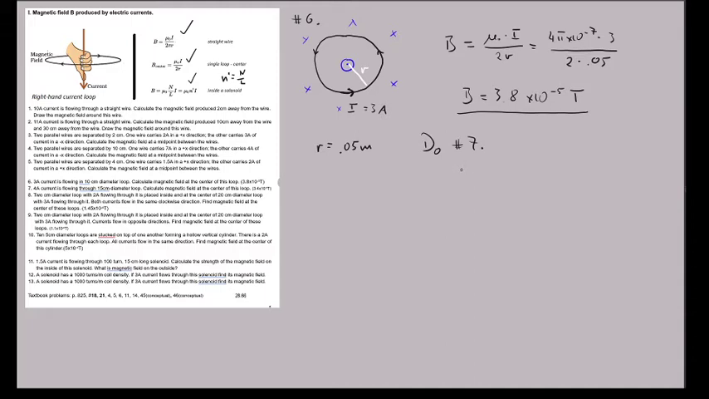I'm going to do 8 or 9. I'm going to do number 8. So here's number 8. All right, so what I have is 2 loops, one above the other. How should I draw this? If they're a different diameter, then it'll be easy. I'll draw it in 2D.